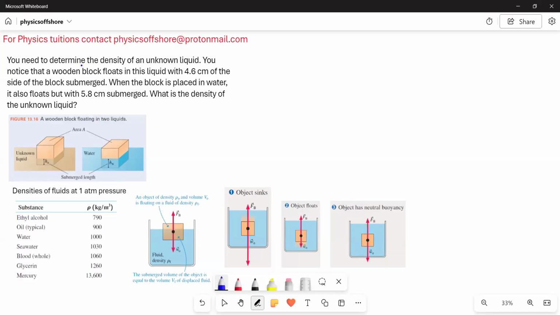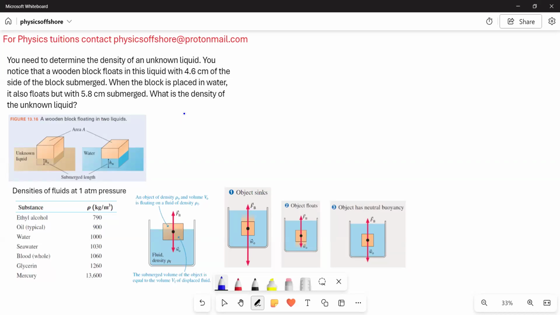You need to determine the density of an unknown liquid. You notice that a wooden block floats in this liquid with 4.6 centimeters of the side of the block submerged. When the block is placed in water, it also floats but with 5.8 centimeters submerged. What is the density of the unknown liquid?